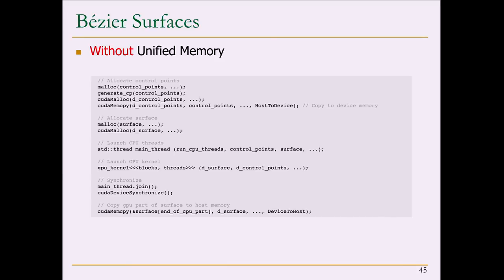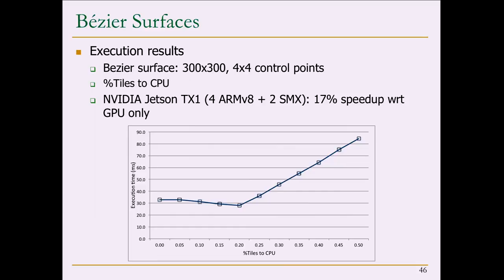After the synchronization, we are sure that both CPU and GPU have finished with the corresponding part of the surface, and then we somehow need to copy the part of the surface that has been generated on the GPU and is in GPU memory back to CPU memory. So that is the way we should write the code if we want to have this data partitioning approach in the traditional model. Let's take a look at some results.